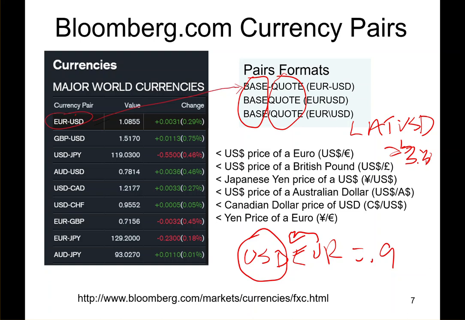All right, so if you look at these quotes, this is the dollar price of £1. This is the yen price of $1. This is the dollar price of 1 Aussie. This is the Canadian price of $1, and so on. So that's how you figure it out.